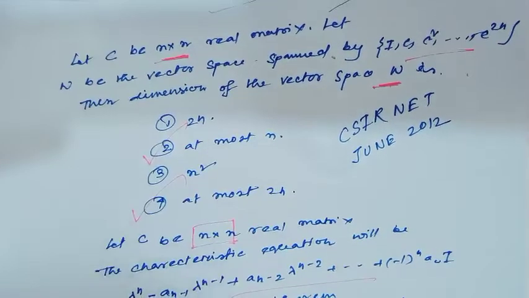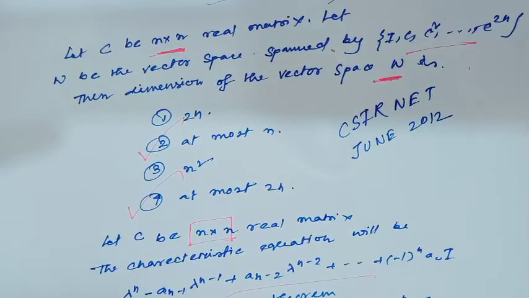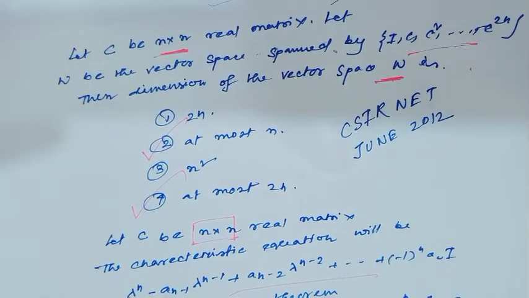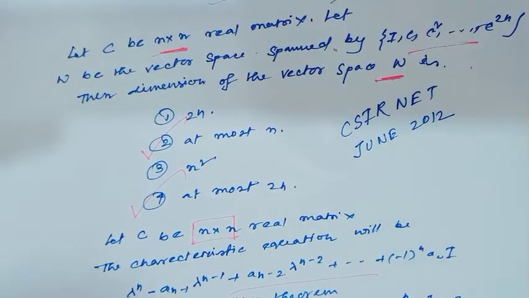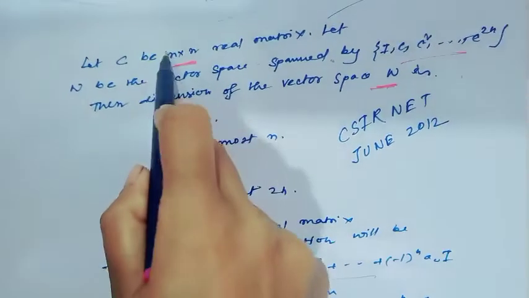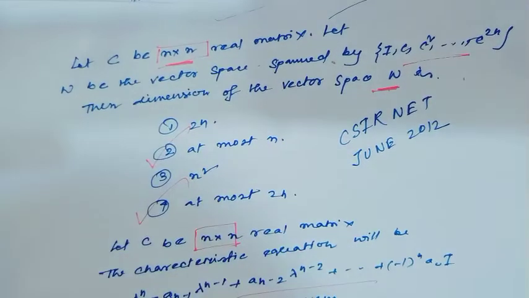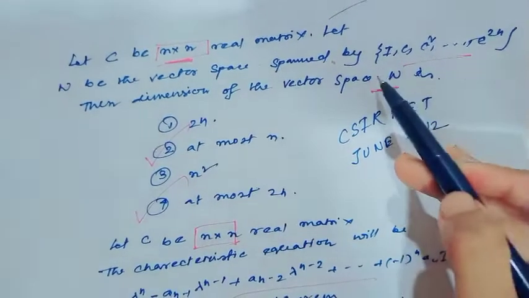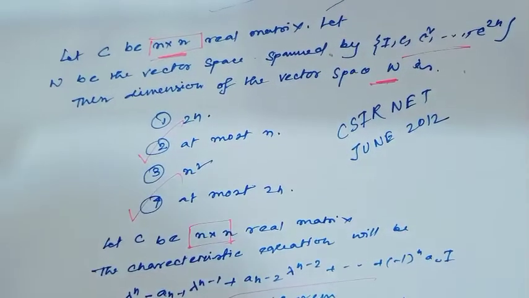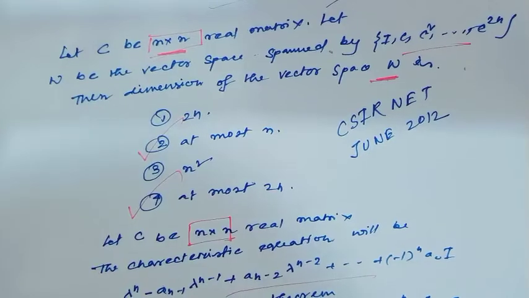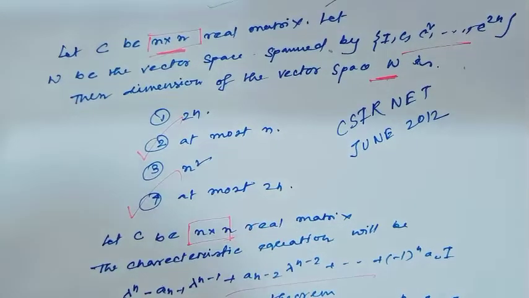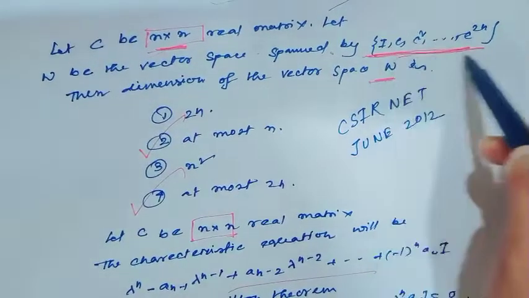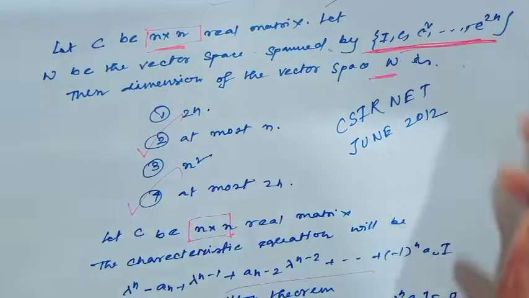Have you understood? The question is actually a very conceptual question. The first question and second question are the same. The first question indicates a 10 cross 10 matrix, and the second question indicates just an n cross n matrix. This is just the difference. And in the first question W is spanned by a to the power n where n is greater than or equal to 0, but in the second question W is spanned by identity, C, C square, up to C to the power 2n.